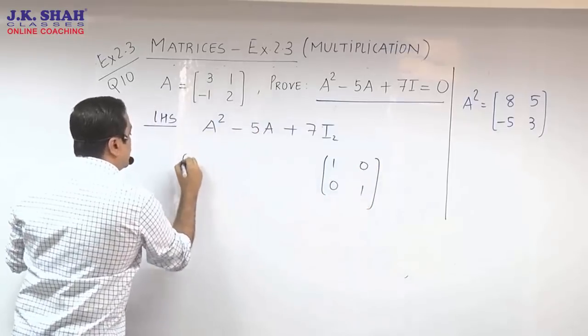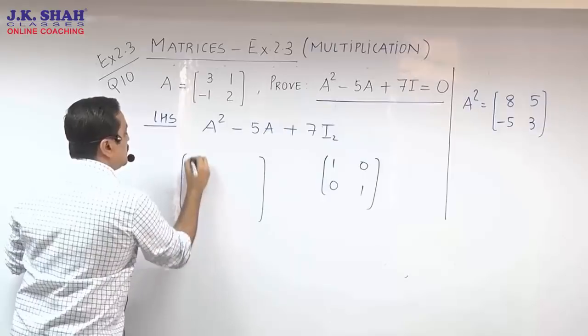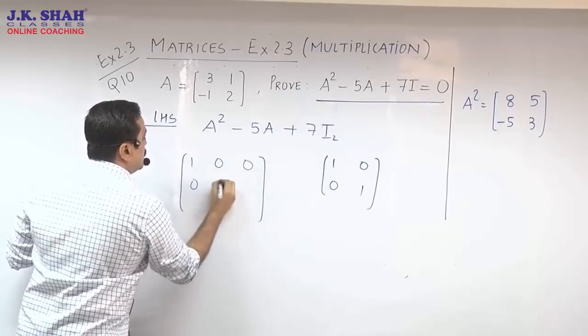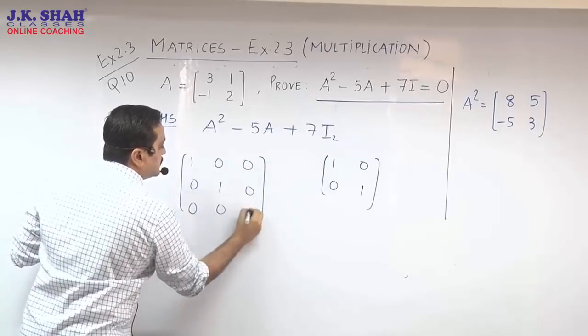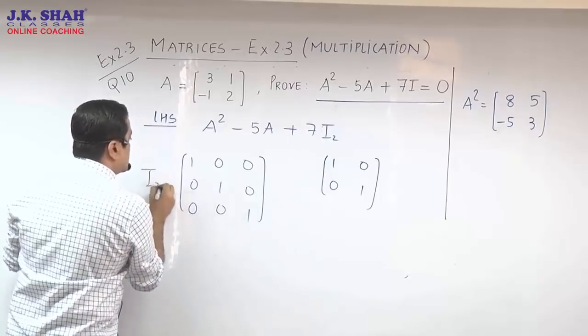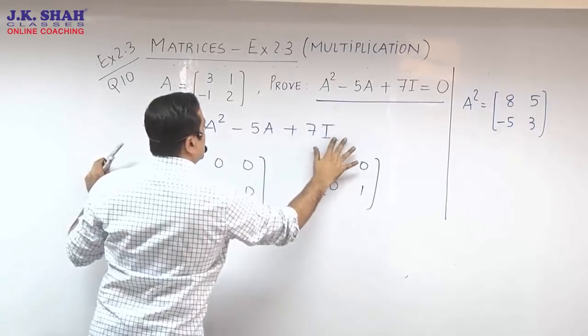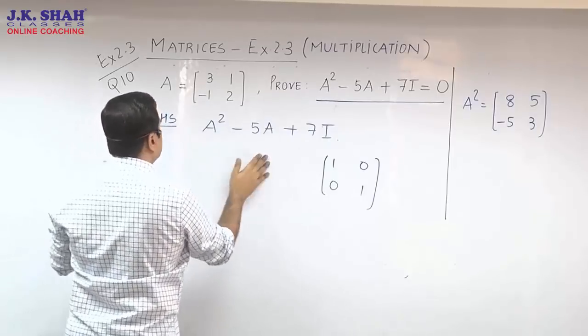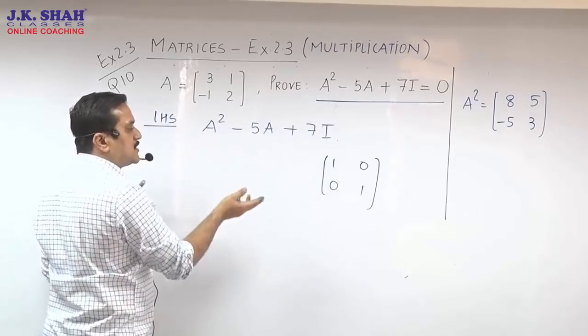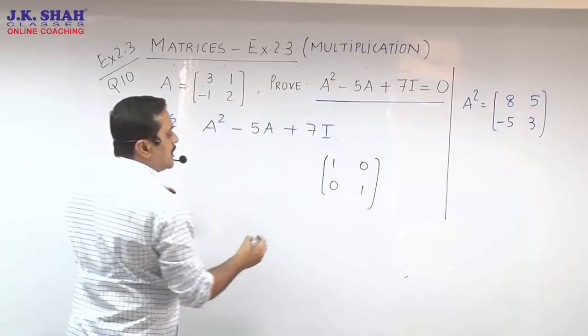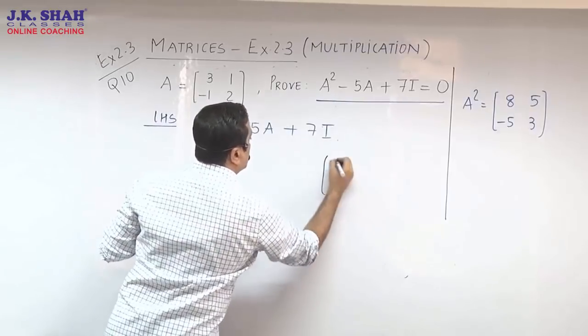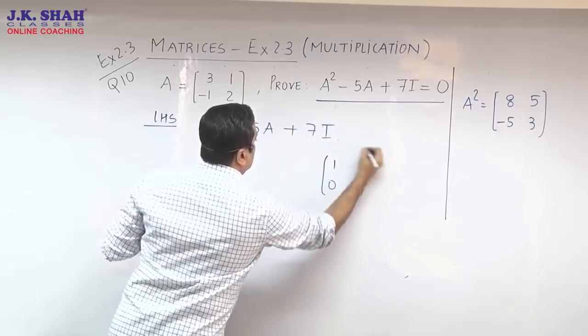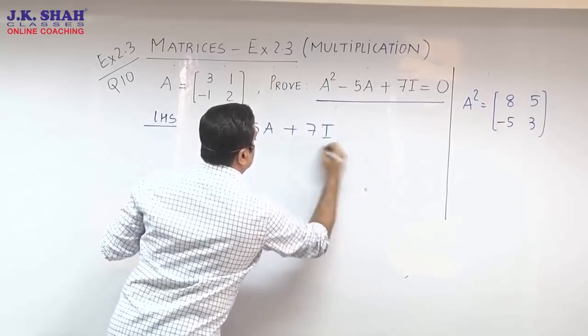Now that day, first lecture, we had seen I3, 1, 0, 0, 0, 1, 0, 0, 0, 1. That was I3. Now this is I2. They didn't write I2. We need to understand it has to be I2, a 2 by 2 matrix, because all of the matrices in that equation are 2 by 2 matrices. So even I has to be a 2 by 2 matrix. Once again the I needs to be 1, 0, 0, 1. So now we start our LHS.